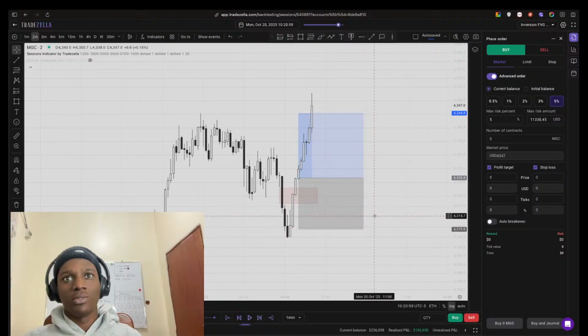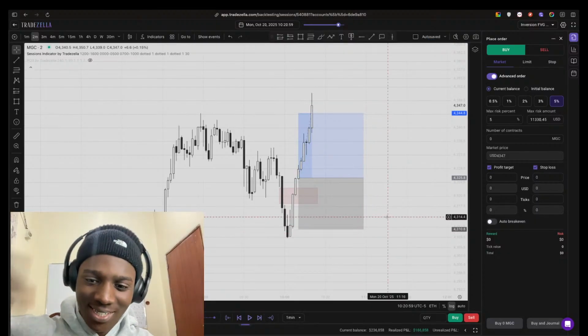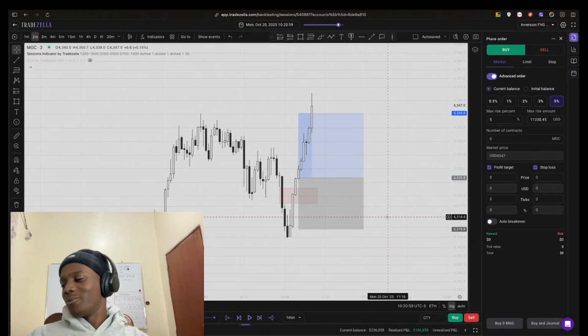And bang, 1.2R gets secured right there. Very beautiful move.